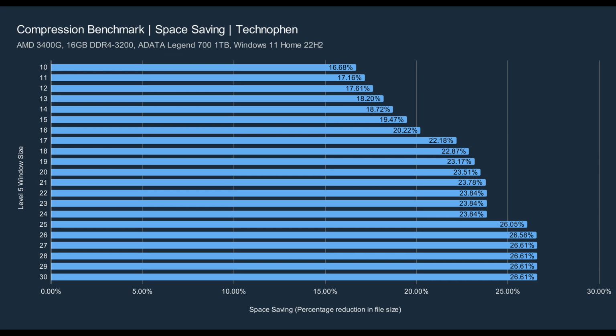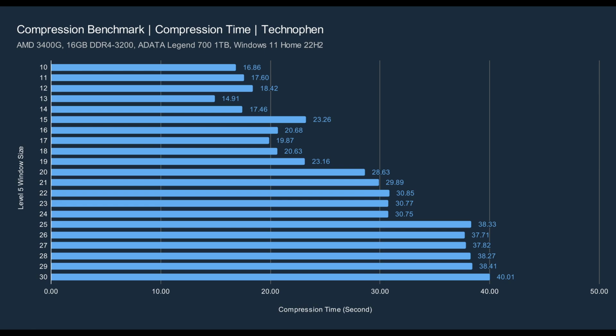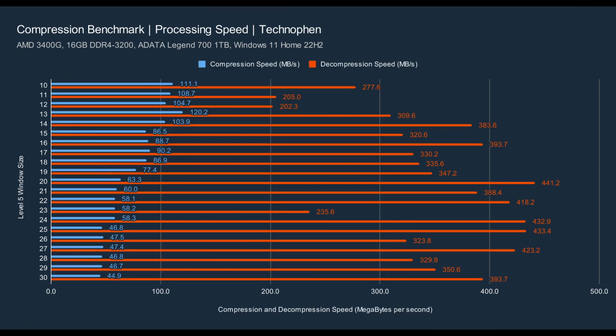26.61% is the maximum at window size 27. Two bumps are visible here, one from 16 to 17 and one from 24 to 25. Compression times start at 16 seconds and go up to 40 seconds, resulting in decreasing processing speed for compression. The decompression speeds are still independent from compression speeds and behave differently.